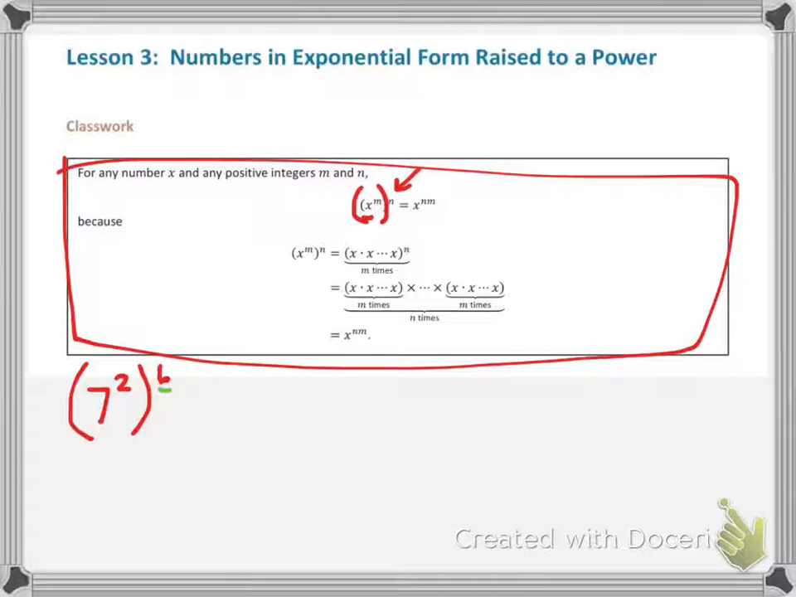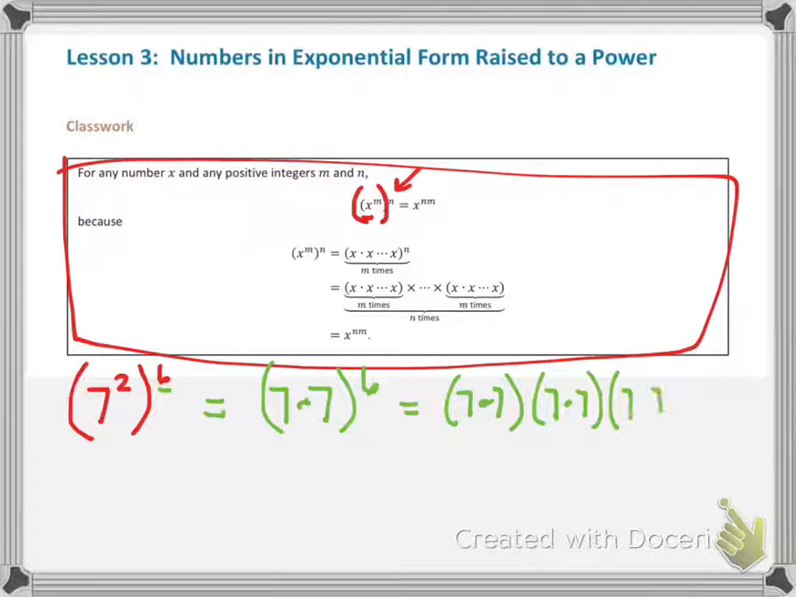So 7 squared we know means 7 times 7. So this is equal to 7 times 7, and then that is raised to the 6th power. So what that means is we're going to repeatedly multiply whatever 7 times 7 is 6 times. So we're going to have 7 times 7 times another 7 times 7 times another 7 times 7 times another 7 times 7. And that's 4 of them, and then we're going to continue. This would continue down here, times another 7 times 7 times another 7 times 7. So we've got 6 of those.